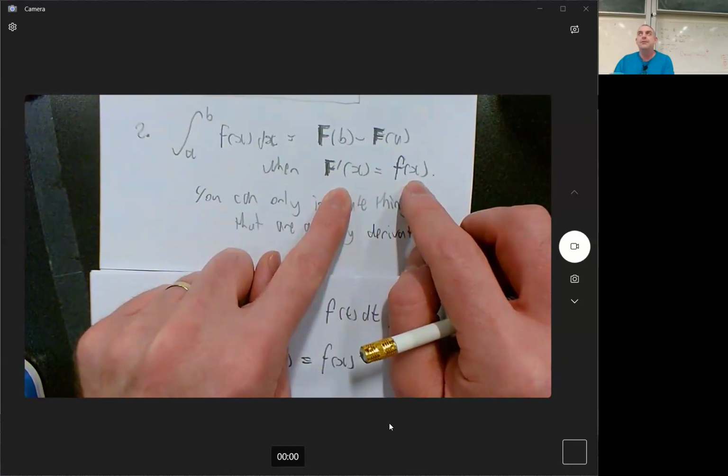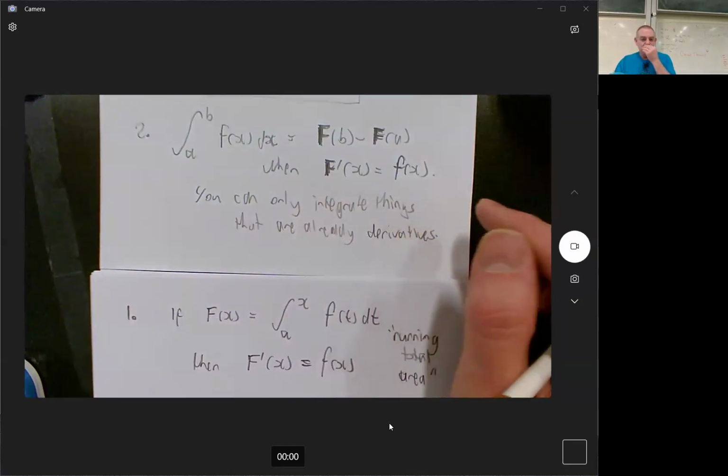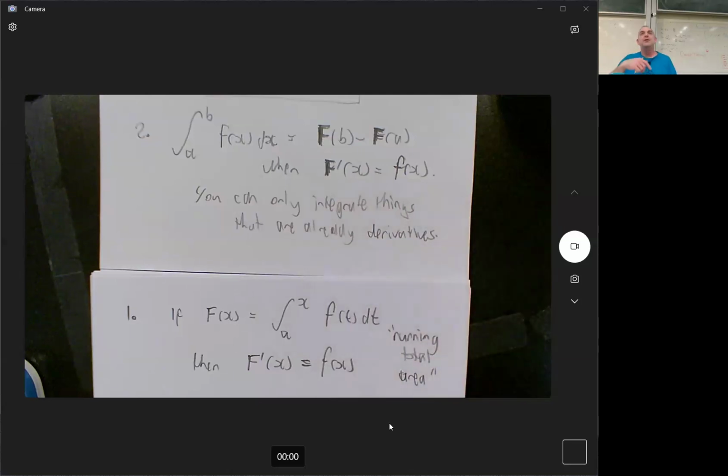Little f is not the same as big F. It's whatever its derivative is. So antiderivatives are the same as running total areas, basically. Well, no, other way around. Running total areas are a kind of antiderivative. That's what this says. Though it is technically possible to find antiderivatives that aren't running total areas, which is mind-boggling anyway.